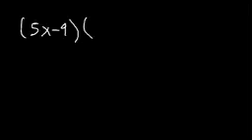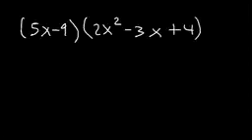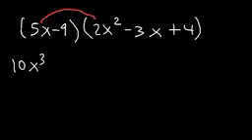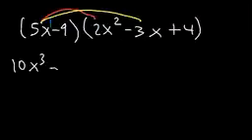Now let's say we wish to multiply a binomial, which has 2 terms, with a trinomial, which has 3 terms. So initially, after we multiply it, we should get a total of 2 times 3 terms, which is 6 terms. So let's multiply the 5x by 2x squared. 5 times 2 is 10. x times x squared is x cubed, because 1 plus 2 is 3. So now let's multiply 5x times negative 3x. 5 times negative 3 is negative 15. x times x is x squared.